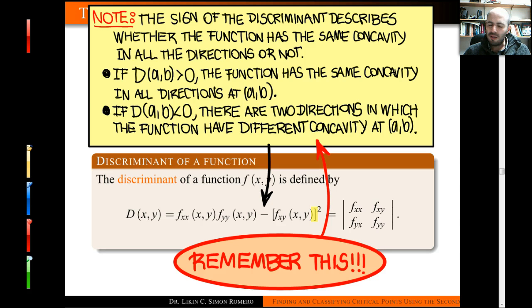So I suggest you remember this. This is the key step here. If you are saying that the directional derivative is negative, automatically we're saying that you don't have a local max or a local min because you have two different concavities.